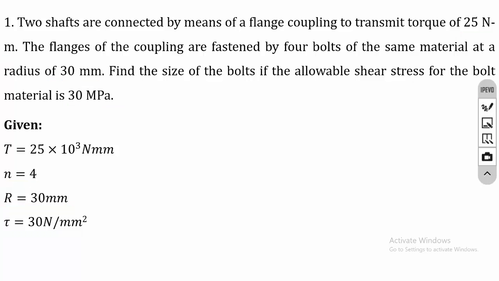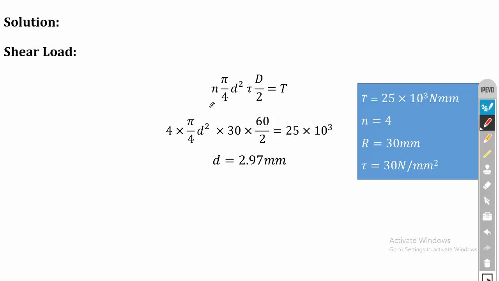So here the bolt is subjected to shear load. So you can consider the second equation, that is T is equal to pi by 2 tau pi by 4 D square into N. So substitute the values. N is 4, D is the diameter we have to calculate, tau is given as 30, and in the problem the radius is given as 30 mm, so I have multiplied by 2 to find the diameter. Then the torque value is given in the problem, I have substituted it. So if you solve this equation, finally you will get a nominal diameter D equal to 2.97 mm.